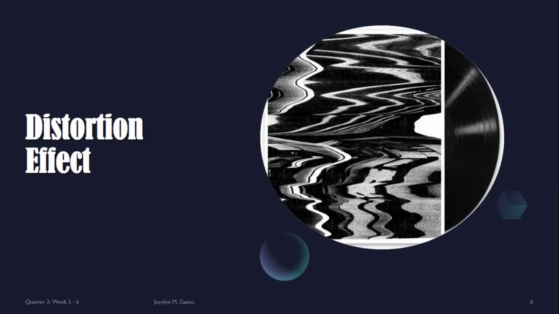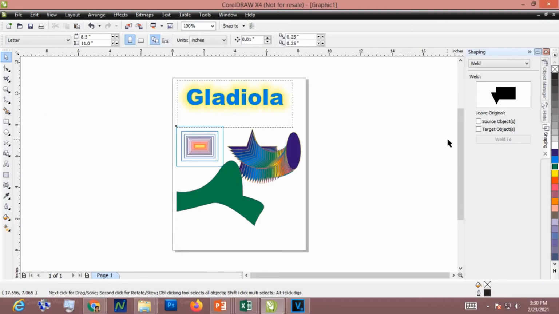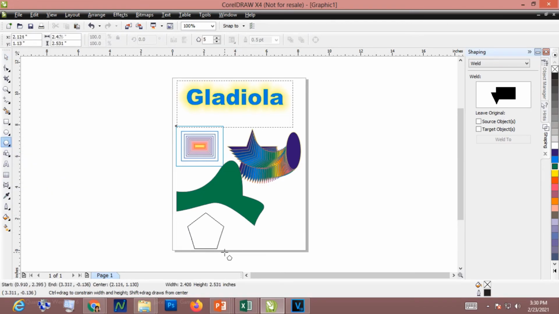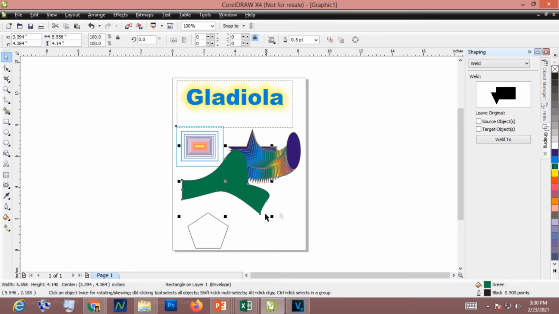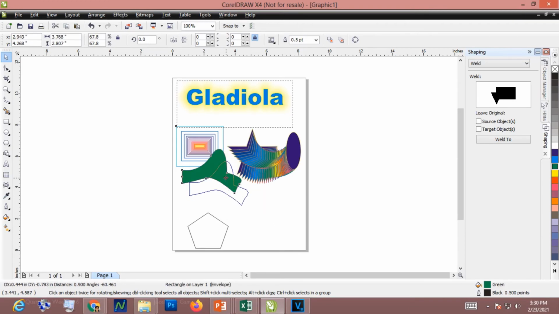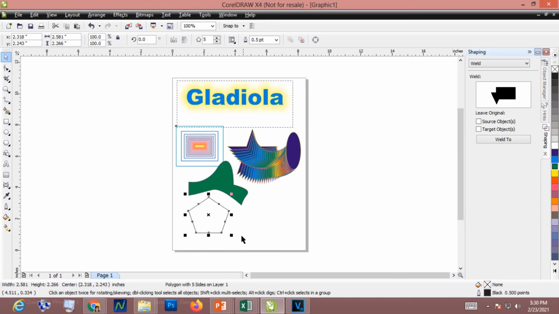The last one is what we call now the distortion effect. Based from the word distortion and based on the given example, object or shapes will be distorted. That depends upon you on what you are going to click, on what type of distorted effect you are going to choose. So let's say, for example, I will be using a polygon or a pentagon. This one is a pentagon. Let me just move this one first. And this one, I will make it a little bit bigger.